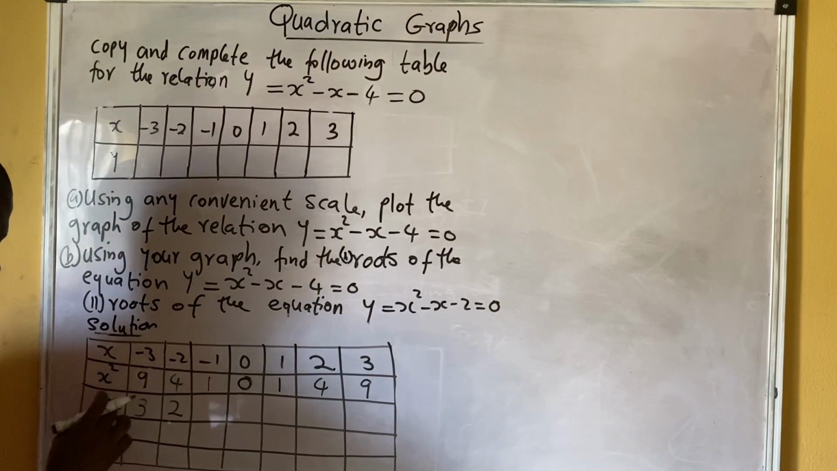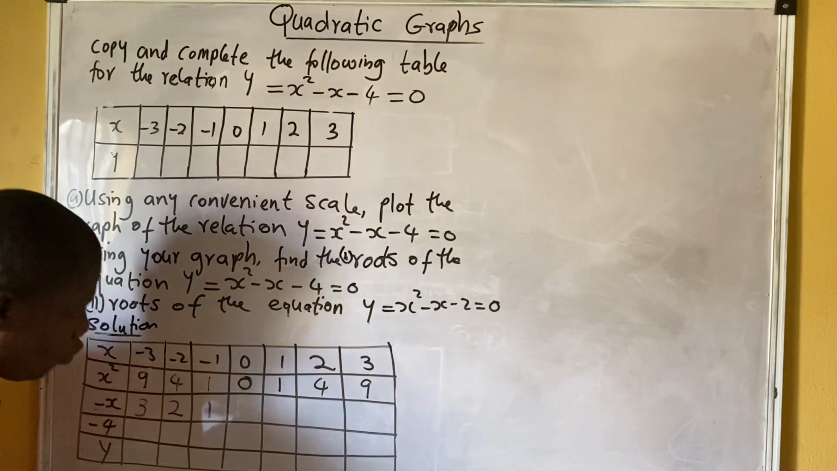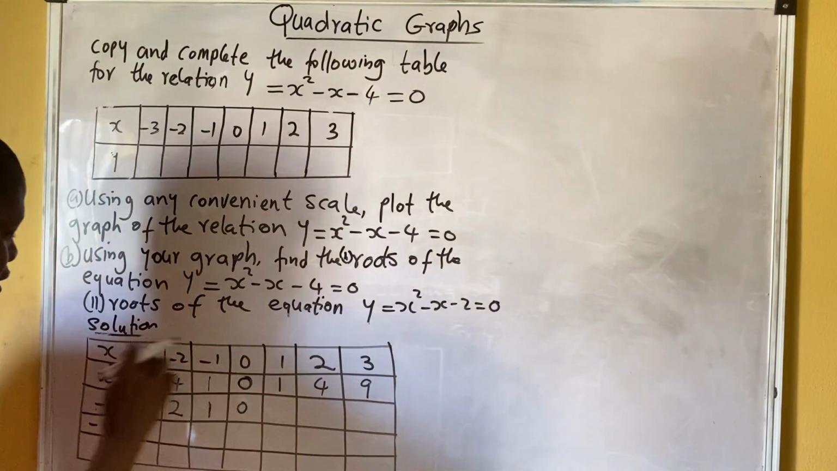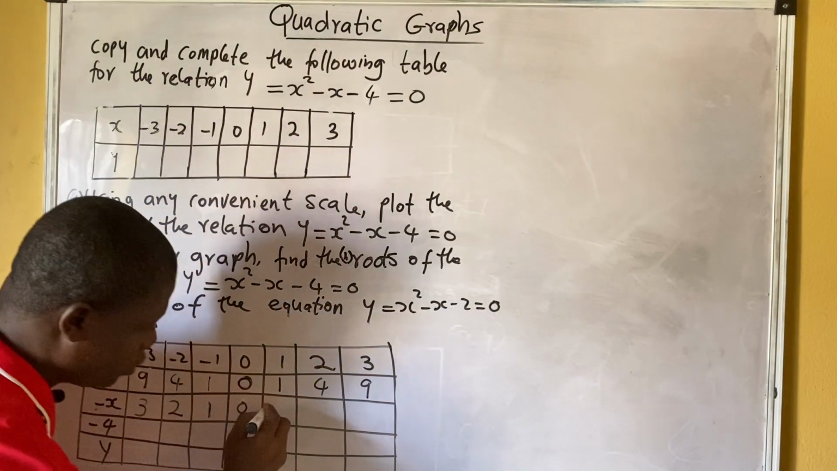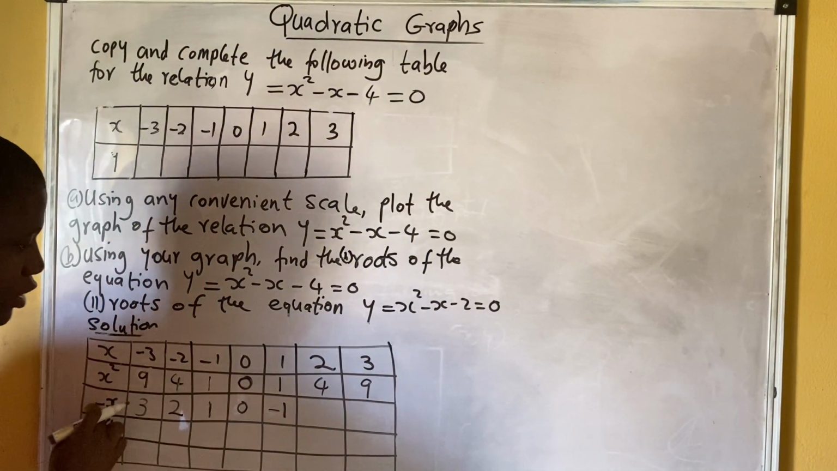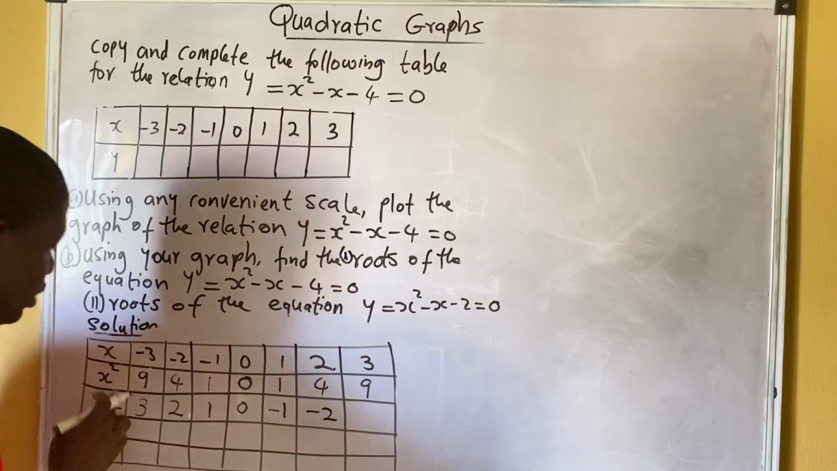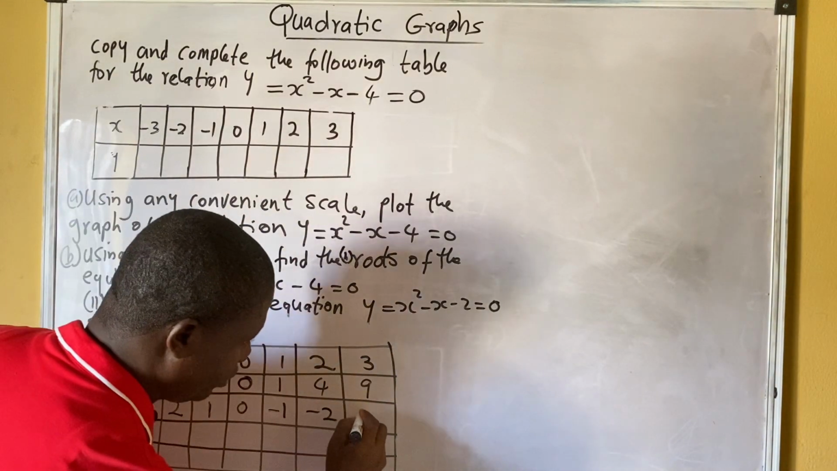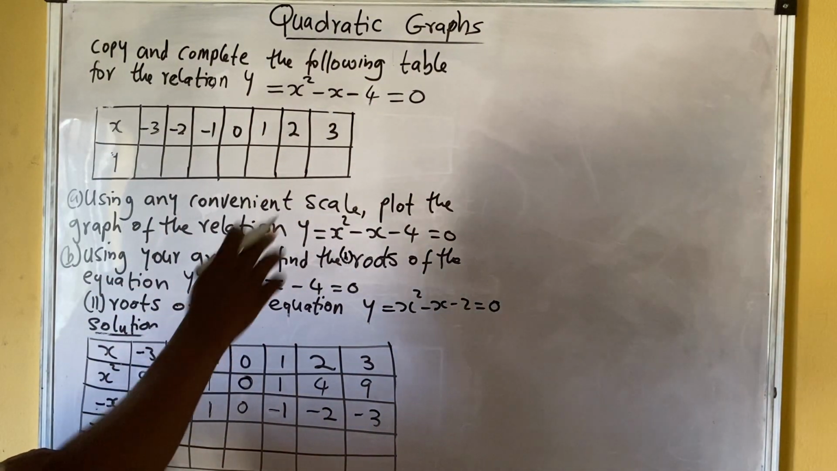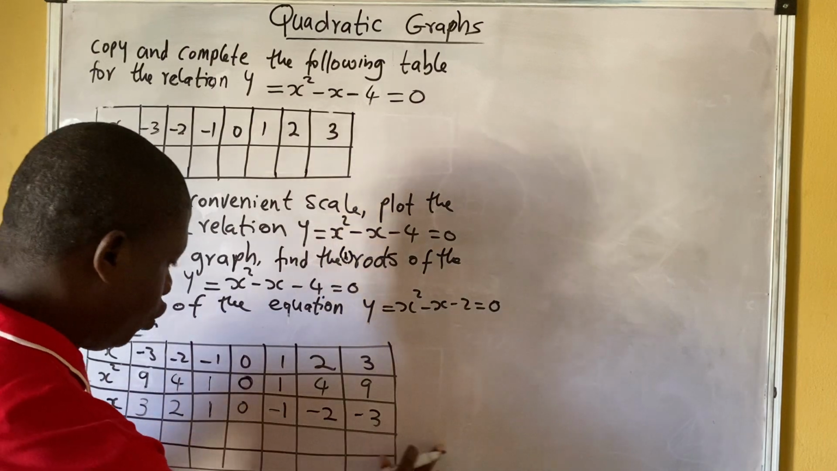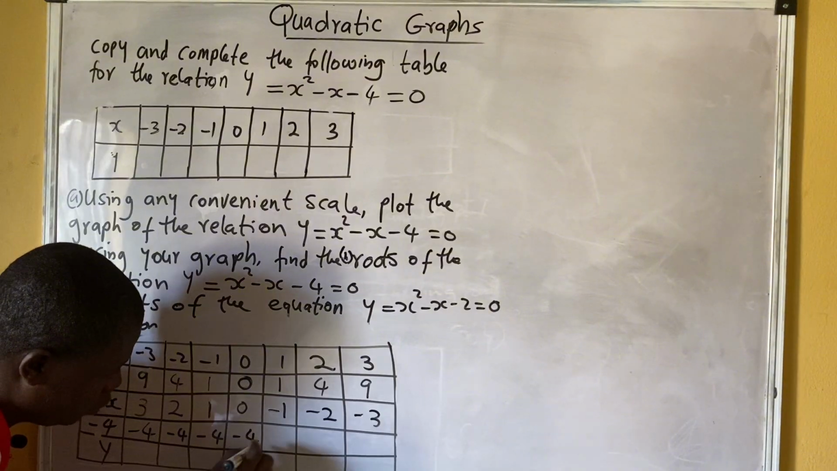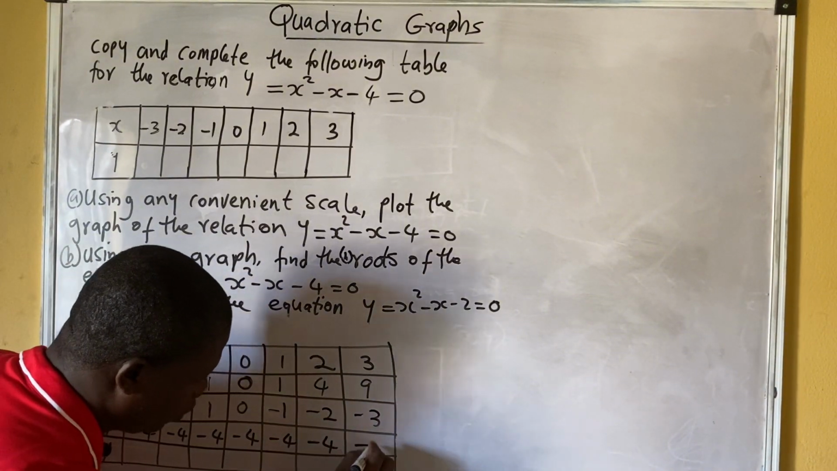So when x is minus 1, our minus x is 1. And when x is 0, our minus x is 0. When x is 1, our minus x will be minus 1. When x is 2, minus x will be minus 2. And when x is 3, minus x will be minus 3. Okay? So let's go to minus 4, which is a constant. So we're going to have minus 4 all through.